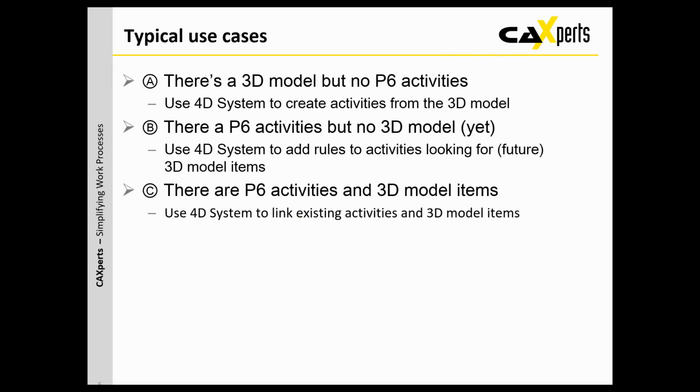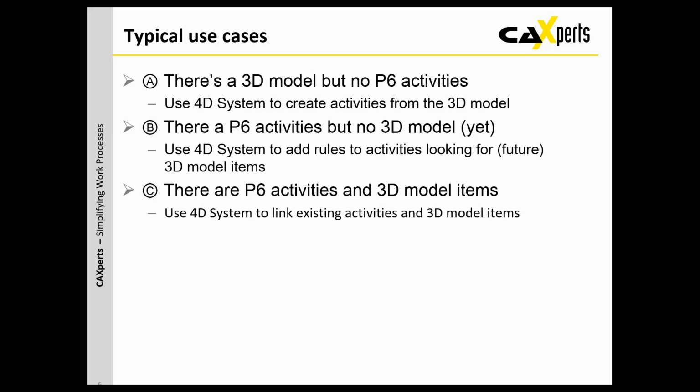Now, what are the typical use cases? We have the use case that there might be a 3D model, but no P6 activities. In this case, you can use the 4D system to create activities from the 3D model. This means that you're able to add additional activity items in P6, and these activity items are created out of the 3D data.